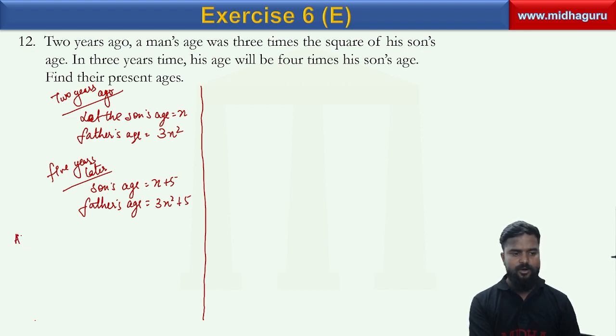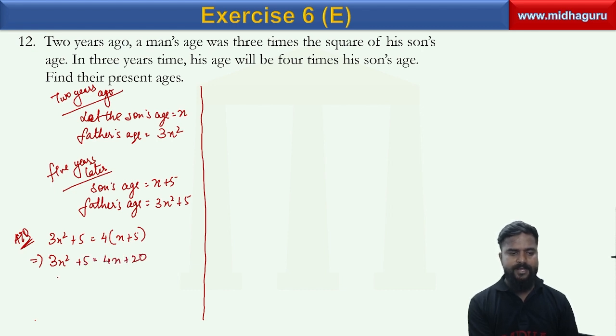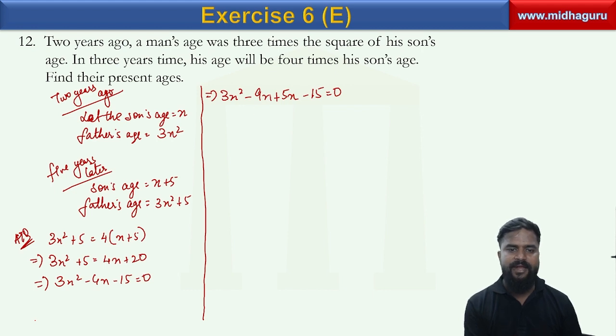Now it says in 3 years time, according to the question, his age will be 4 times. So this implies that 3x square plus 5 is equal to 4 times x plus 5. On opening the bracket, we get 3x square plus 5 is equal to 4x plus 20. Bring all the terms to one side, you get 3x square minus 4x minus 15 is equal to 0. We have to split minus 4 such that the two coefficients sum to minus 4 and produce 3 into 15, which will be minus 45. So we split it into minus 9x plus 5x minus 15 is equal to 0, since minus 9 into plus 5 gives us minus 45 and they add up to minus 4.